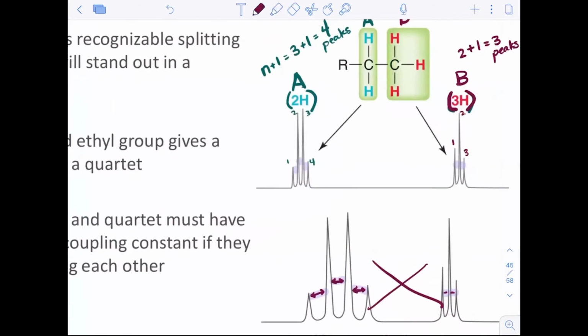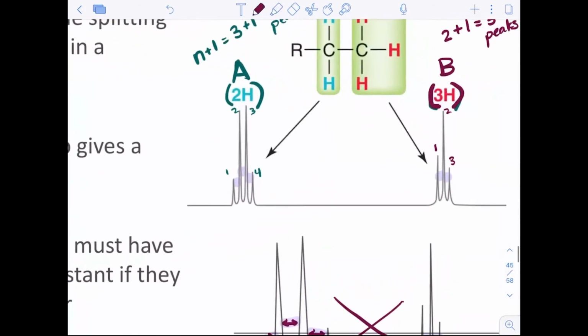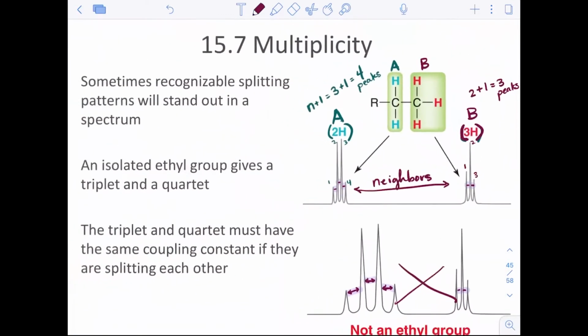They might be on the same molecule, but they're not splitting each other. These guys, let's just zoom in here a little bit. This distance is the same as this distance. So these must be neighbors. Because not only does the N+1 value match up, but the coupling constants, the distance that the signal is split, is consistent.